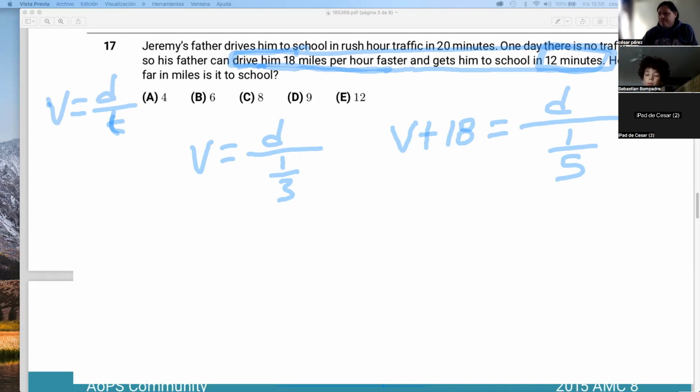Okay, so we have two equations and we have two unknowns. Tenemos dos ecuaciones y dos incógnitas. Lo podemos resolver por el método que tú conoces.